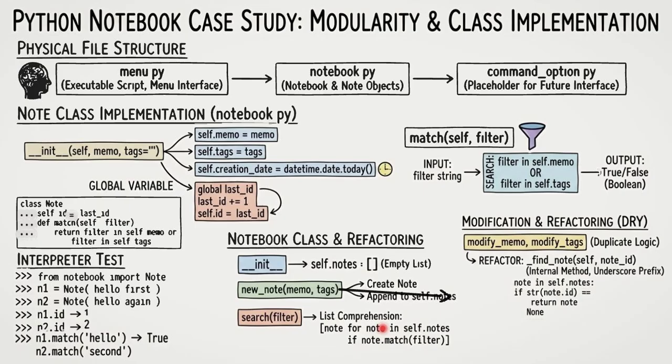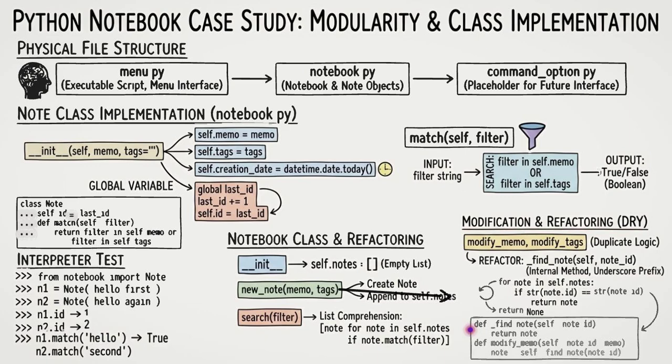Initially, modifying memos and tags had duplicated search logic. To follow the don't repeat yourself principle, we extract that into an internal helper method called find_note. The underscore prefix signals to other programmers that this is for internal class use only. It handles the loop to find a note by ID and returns it, reducing our modify methods to just a single clean line of code.